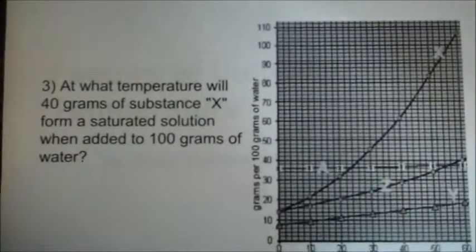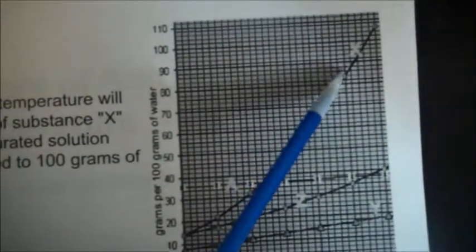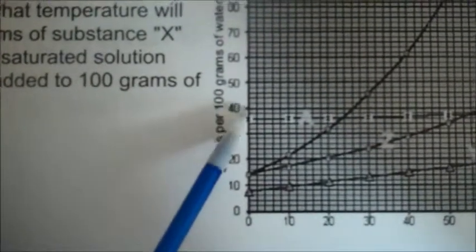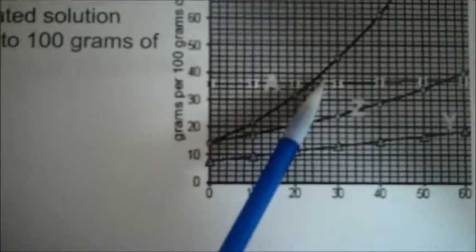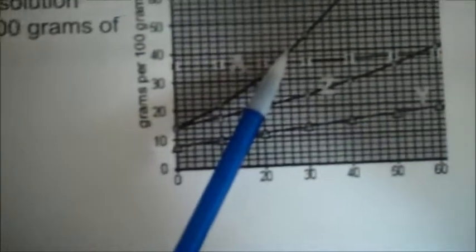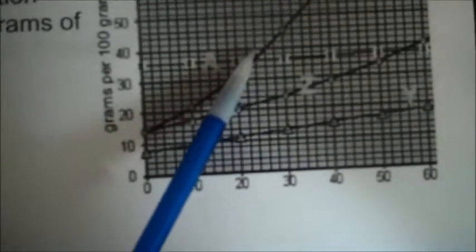Question number 3. At what temperature will 40 grams of substance X form a saturated solution when added to 100 grams of water? Here, we're looking for the temperature. So we would look at the curve X, and then we would look at the y-axis and go up to 40, and then we would move right to where it hits X. And around here would be at least 26 degrees Celsius. For this experiment, we're going to see what sugar keeps dissolving faster, hot or cold water.